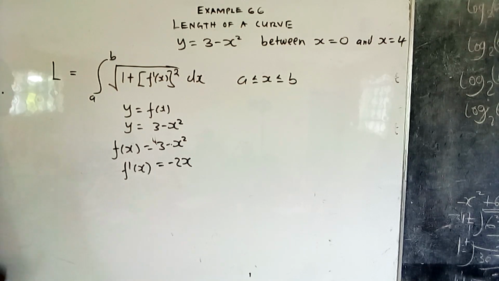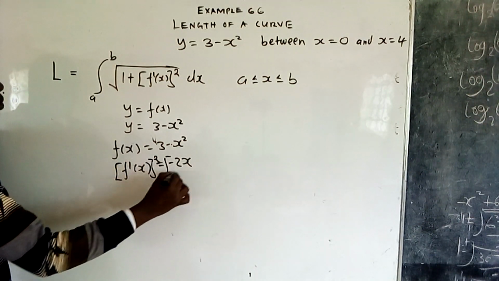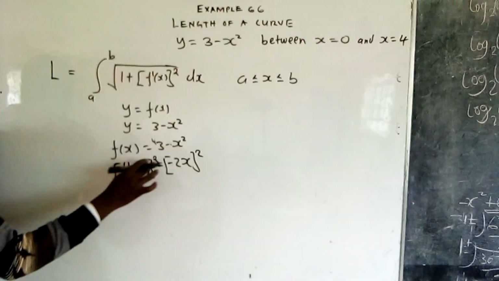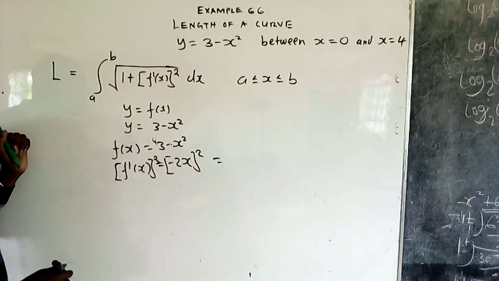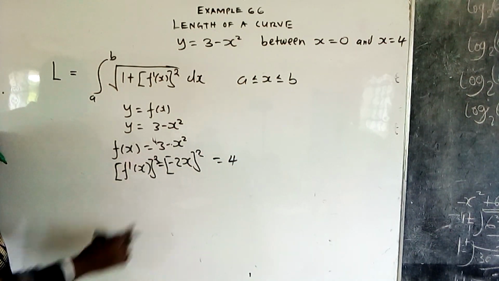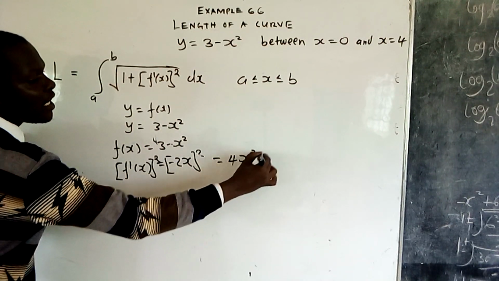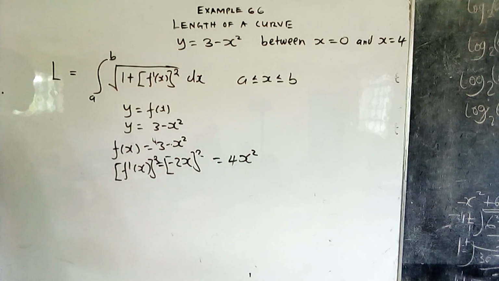But what do we want? We want f prime of x squared, meaning if you square both sides of the equation, you get f prime of x squared. So what do you get? Negative squared is positive, 2 squared is 4, then x squared is x squared. Meaning if you square negative 2x, you get 4x squared.